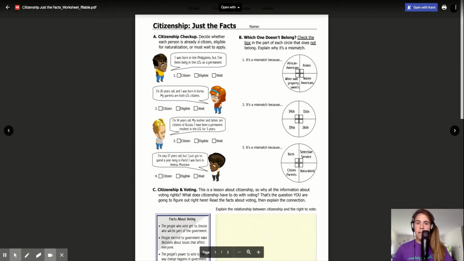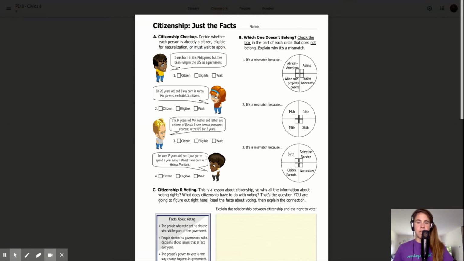Section A, decide whether each person is already a citizen, eligible for naturalization, or must wait to apply. Okay, so they give you a scenario for each person. Does that person have citizenship already? Then you'll click citizen. Is that person eligible for naturalization? Now, if you remember, naturalization is a process to become a citizen. There are several requirements. It's in the reading. We highlighted it. So you go back to refresh your memory.